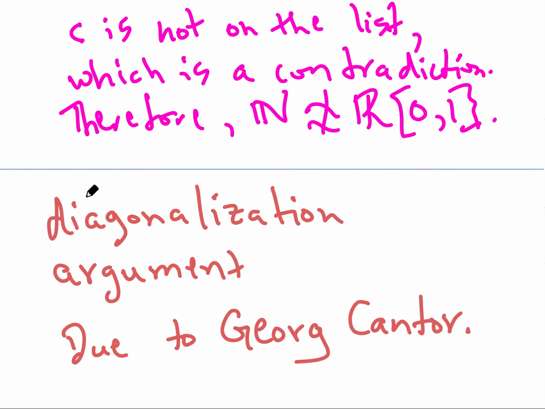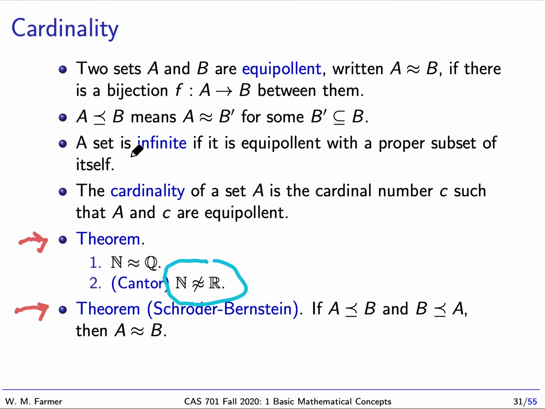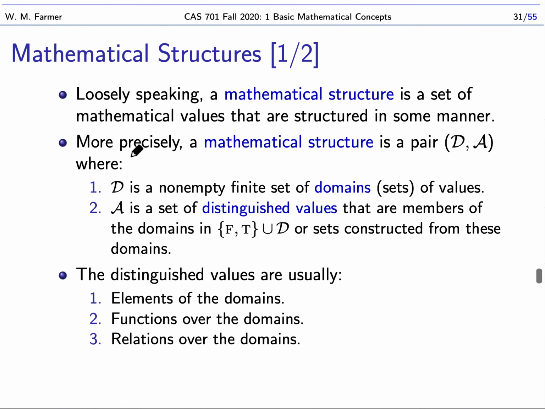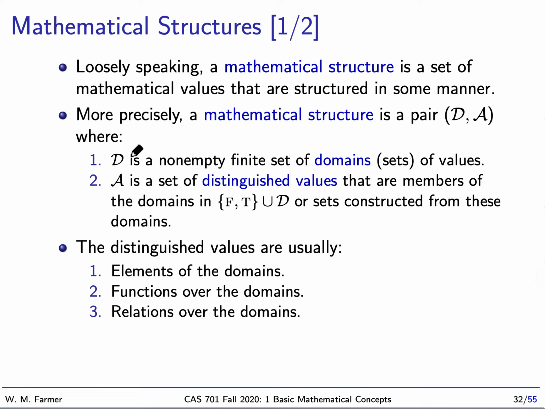Okay, so let's go back to our slides here. We're going to go to a new subject, mathematical structures. So a mathematical structure is just a set of values, mathematical values, that are structured in some way. They have a structure. Now, I'm going to give a definition which will make this much more precise. It's going to be a pair of two things. Script D, script A.